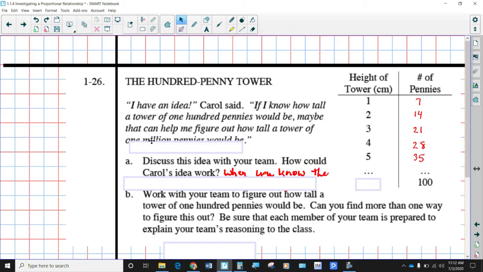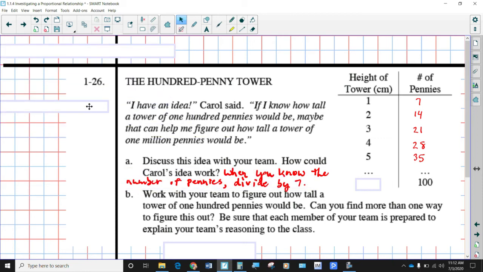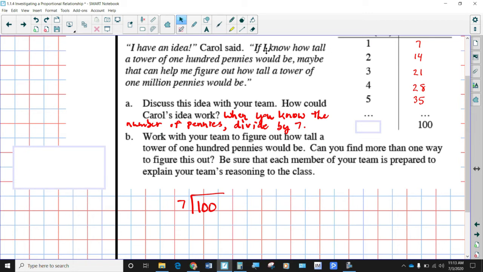Well, if you said that we would, instead of multiply, divide by 7, then that would be the correct answer. So why don't you go ahead and see if you can figure out, instead of multiplying the number of centimeters times 7 to get the number of pennies, let's divide the number of pennies by 7 to figure out how tall this tower would be. So we set up the division problem.